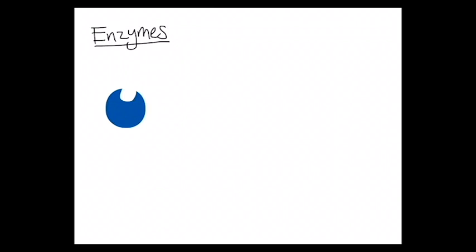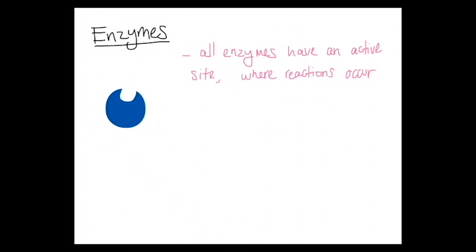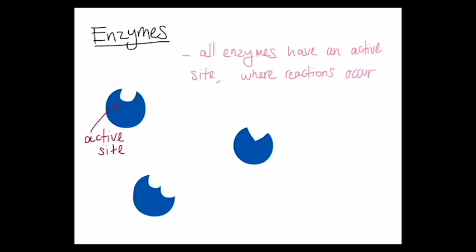Each enzyme has a specific job and will only react with a certain substance. On their surface, they each have an empty pocket-like shape called the active site. The active site is where reactions with the enzyme occur. Enzymes react with molecules called substrates, which are typically smaller.